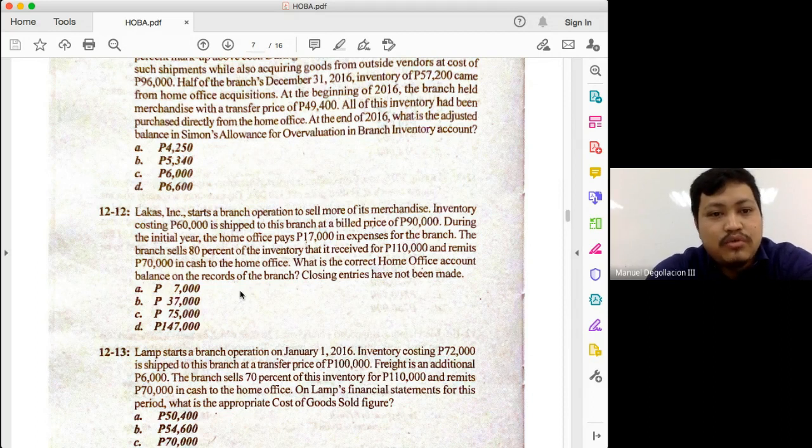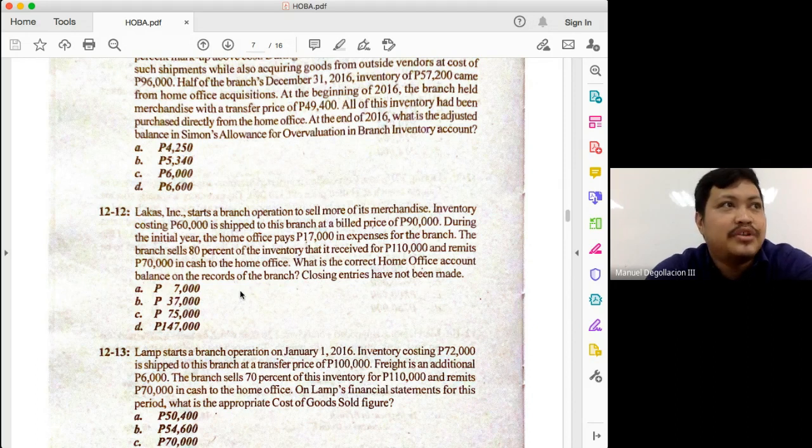But just to be comprehensive, class, what would have been the entry in the books of the home office for the shipment? Debit, obviously, investment in branch. The credit here would be a credit to shipments to branch. And as what we have discussed before, shipments to branch is always at cost. So the credit to shipments to branch would be 60,000.